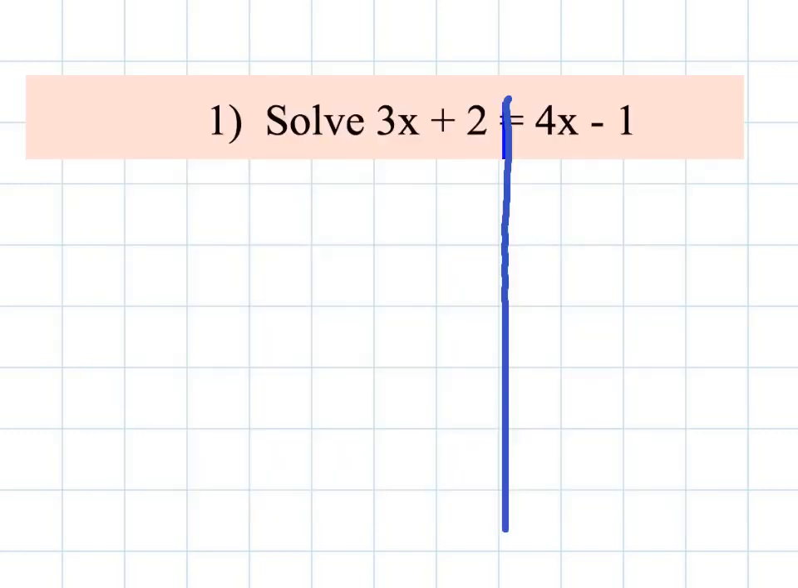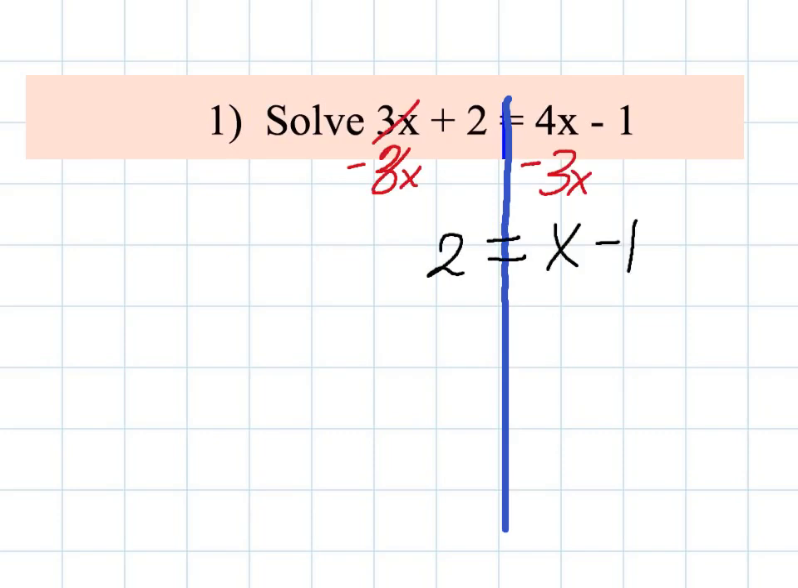Okay, so here we go. The first thing that we are going to do is get our variables on one side, and remember you want to try to keep your variable positive if possible. So in this instance, you're going to subtract 3x, and then from there you bring down your 2 equals 4x minus 3x is just 1x minus 1, and then your next move is to add 1 to both sides. And so for your final answer, you are going to get 3 equals x.